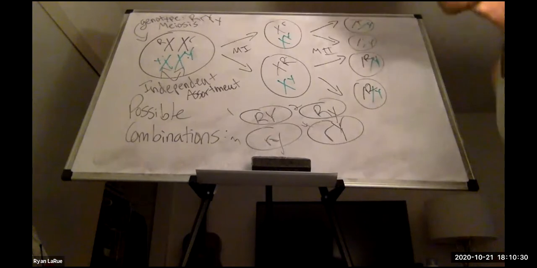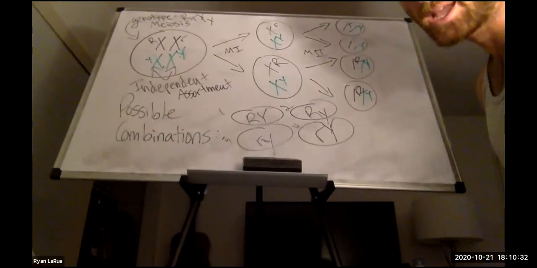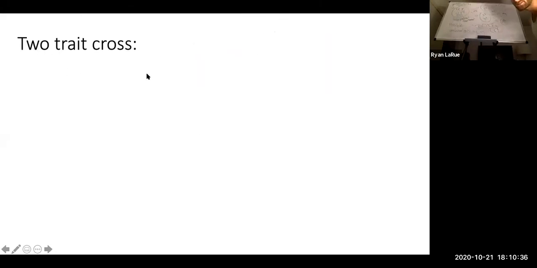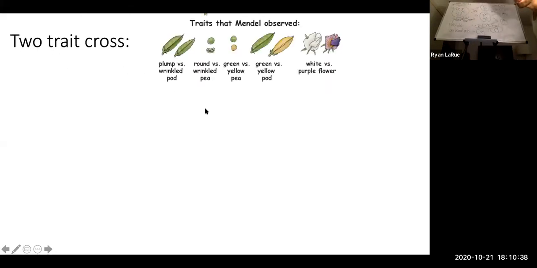So this is what we're gonna do. We're gonna do a dihybrid cross. We're crossing two traits. So if we look here, we're gonna be looking at two genes at once. Pea shape, so plump versus round.